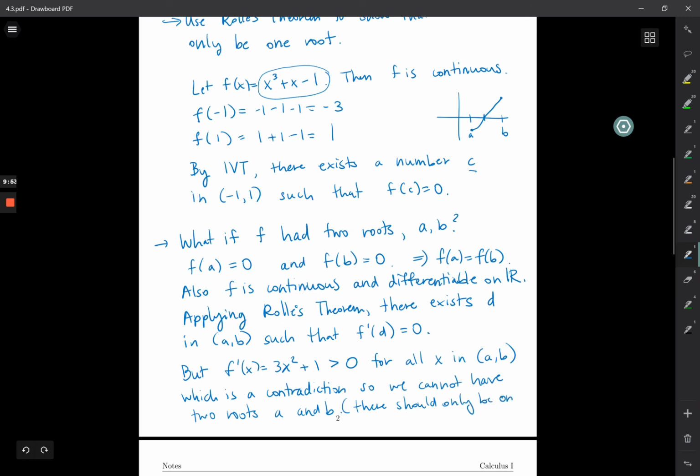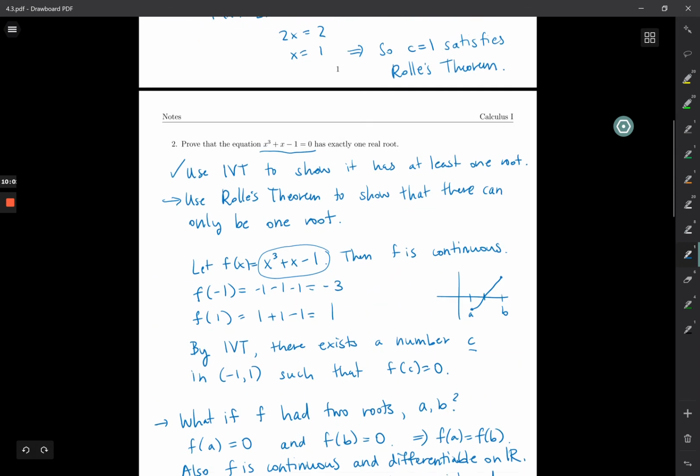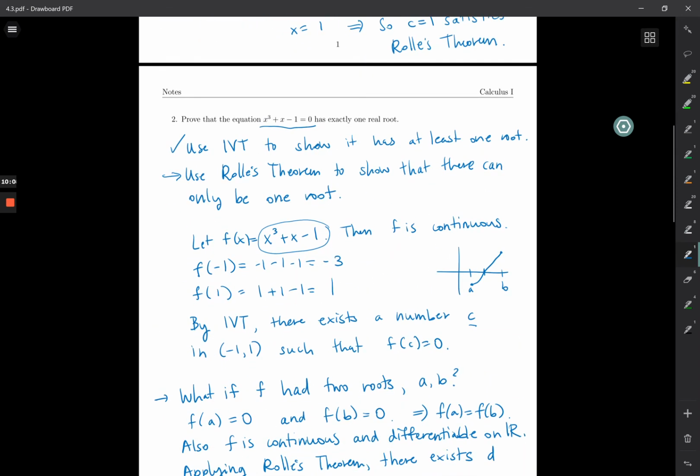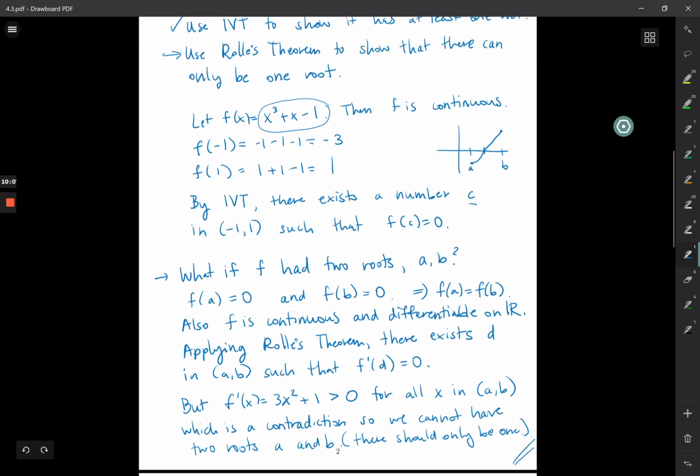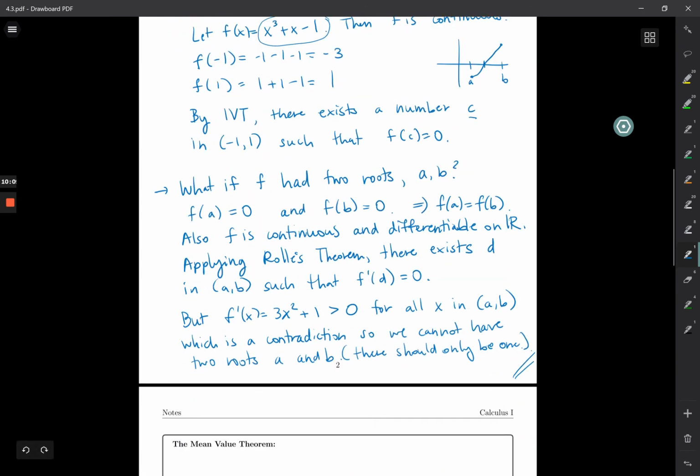Okay. And so that is how we approach this problem. Okay. And I think we will talk about the mean value theorem in the next video.